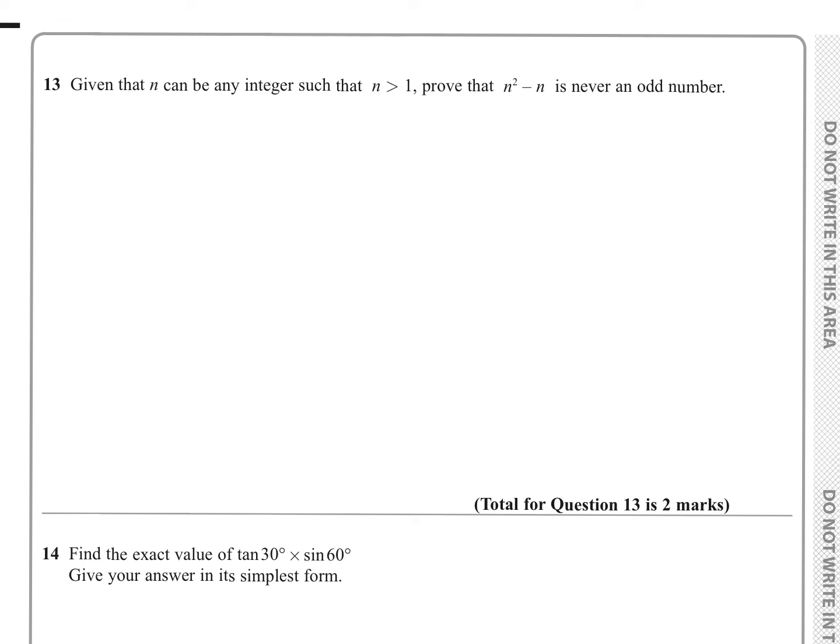Question 13. It says, given that n can be any integer, n greater than 1, prove that n squared minus n is never an odd number. I think the way I would do that is to look at n squared minus n, and if we factorise it, then what we're seeing here is a number n and 1 less than n. So they're consecutive numbers.